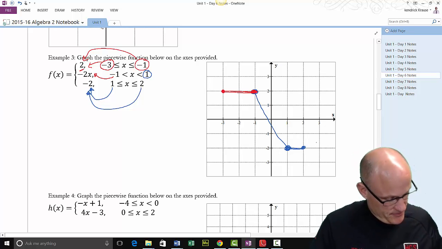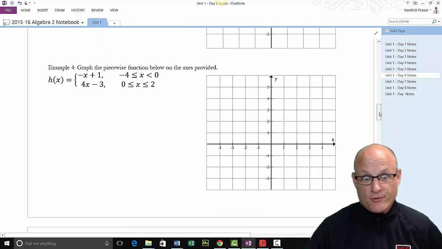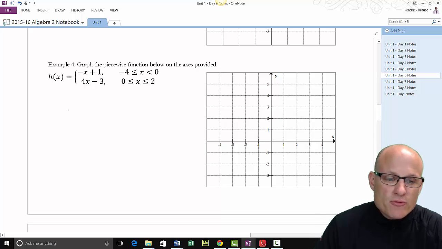Done with this. Let's try another one, because that was so much fun, and pi time's over anyway. So let's move on. I didn't need any pi anyway.